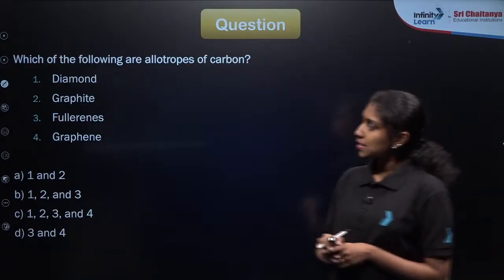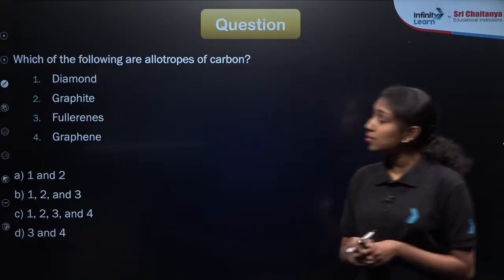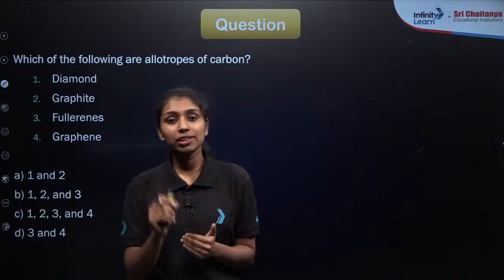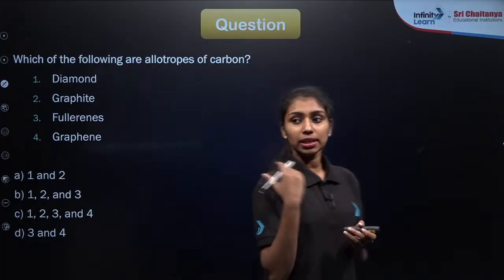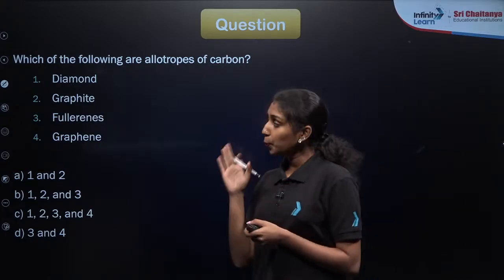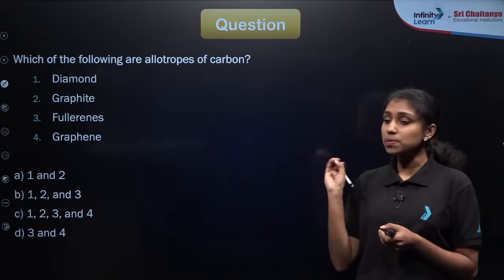So here is our first question: which of the following are allotropes of carbon? When we are discussing carbon, it has a versatile nature, right? Because of some of its properties, it shows allotropes. So here we need to identify which are the allotropes of carbon.